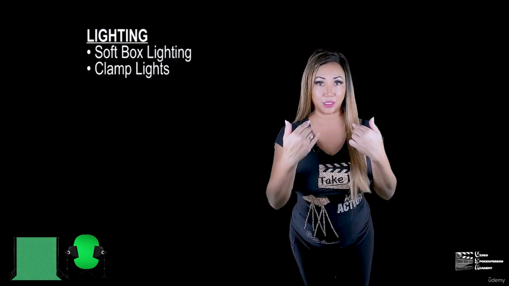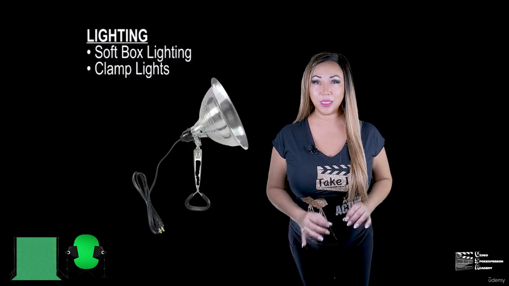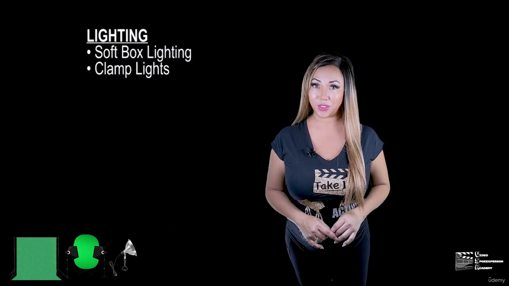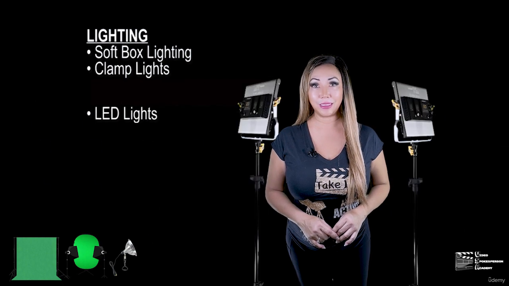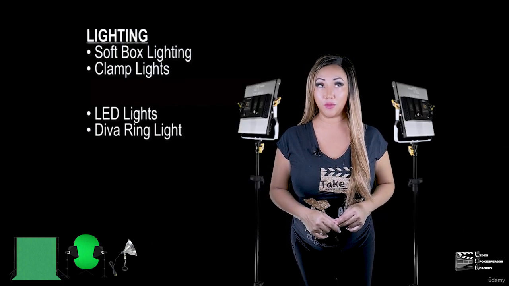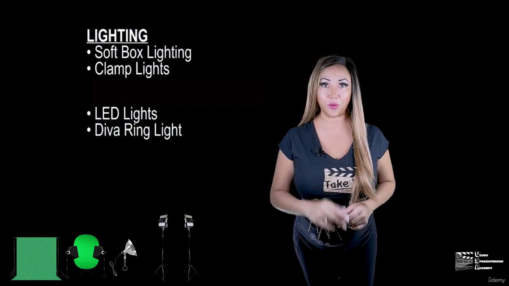And for the lights that are in front of me, I started with inexpensive clamp lights that run anywhere from $8 to $14. Other lighting options are LED lights, 2 sets, if possible, which is what I use now, or even the Diva ring lights, which I have right in front of me.